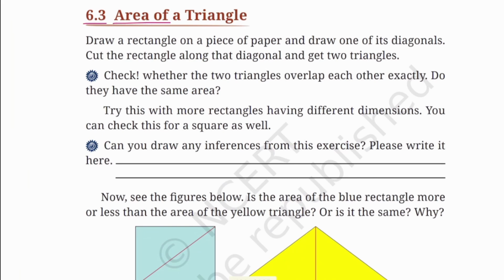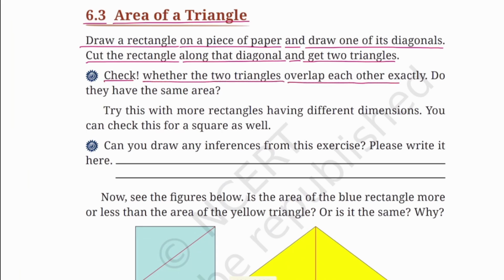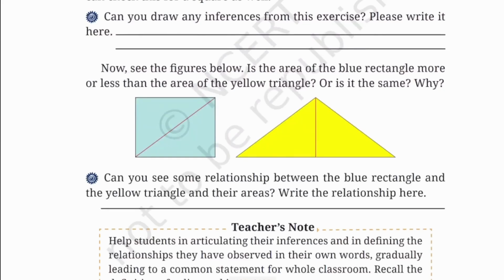6.3 Area of a triangle. Draw a rectangle on a piece of paper and draw one of its diagonals. Cut the rectangle along that diagonal and get two triangles. Check whether the two triangles overlap each other exactly. Do they have the same area? Like this. This triangle has same area as that of this one.